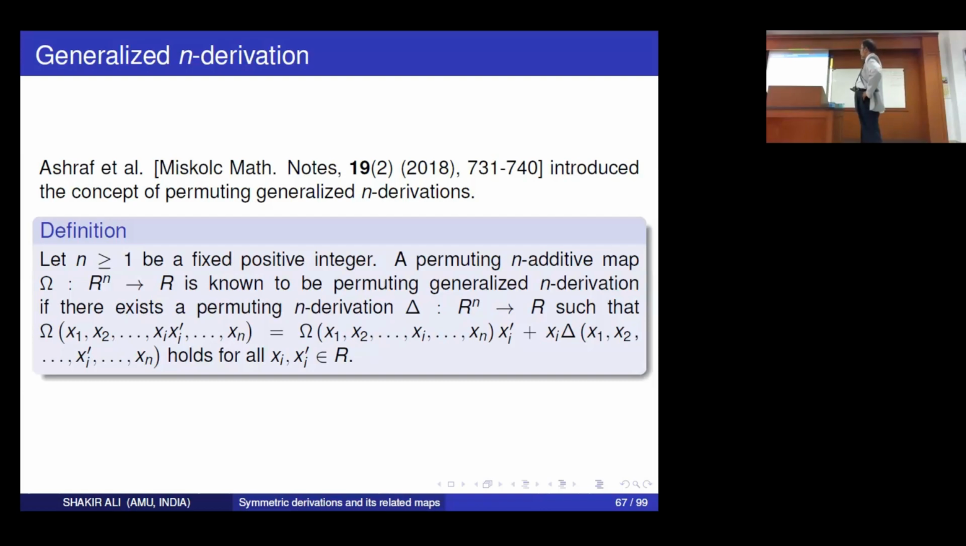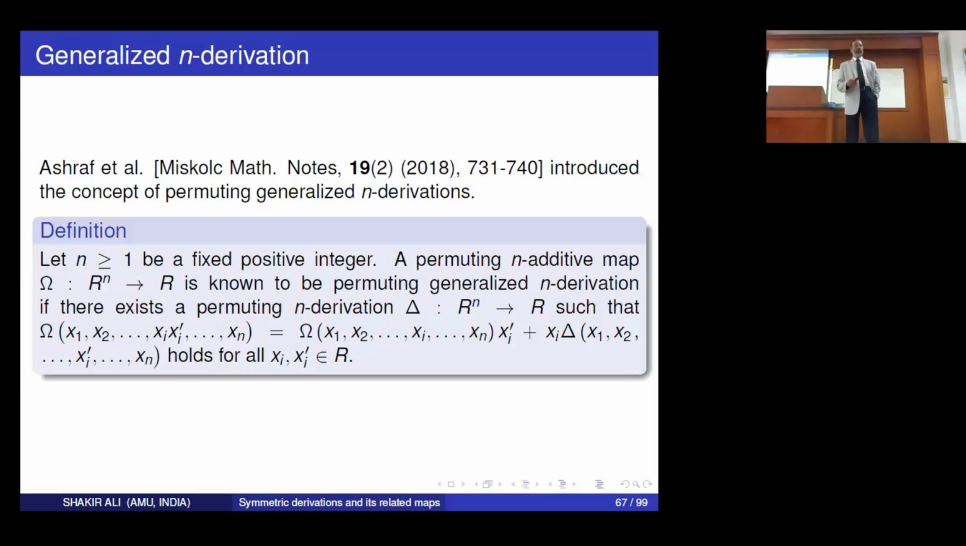Okay, so n greater than 1 is a positive integer, permitting an analytic map sigma from Rn to R. It is known as a permuting generalized n-derivation if there exists a permuting n-derivation delta, defined before, and we combine this idea. So every n-derivation is a generalized n-derivation, but again the reverse implication does not hold.